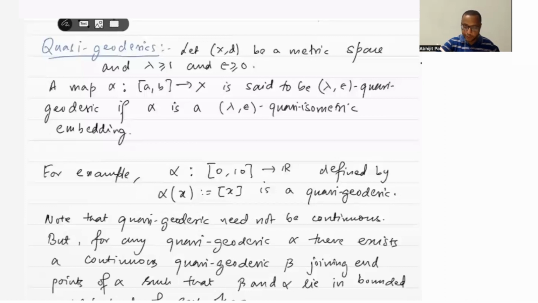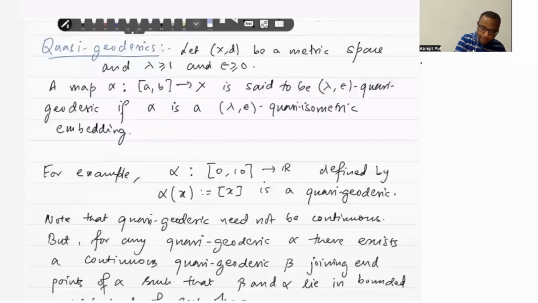Let us start with a metric space X, and let us take lambda greater than or equal to 1 and epsilon greater than or equal to 0. A map alpha from this closed interval [a, b] to X is said to be a (lambda, epsilon) quasi-geodesic if alpha is a (lambda, epsilon) quasi-isometric embedding.